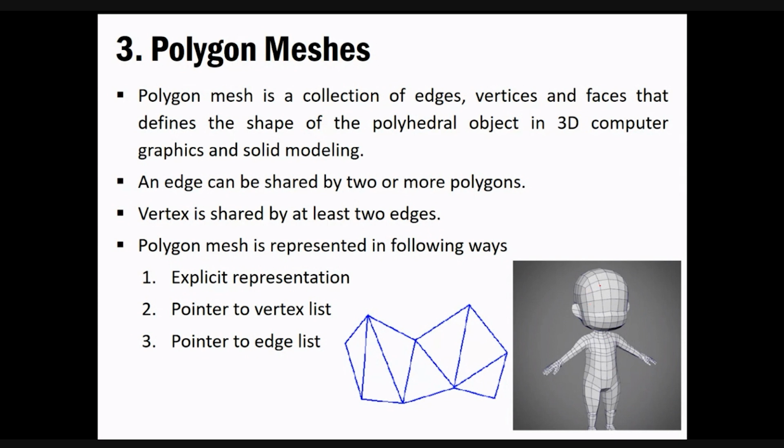If you consider this vertex, it is shared by two edges, or it can be shared by more. If you consider this one, it is shared by four such edges. So it depends on the shape you are using and what operations you are performing. It is totally dependent on that, and it can be represented in these three following ways. That is what we are going to study today.